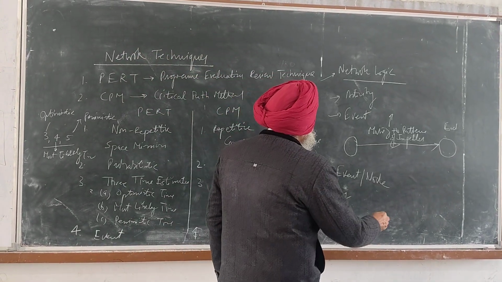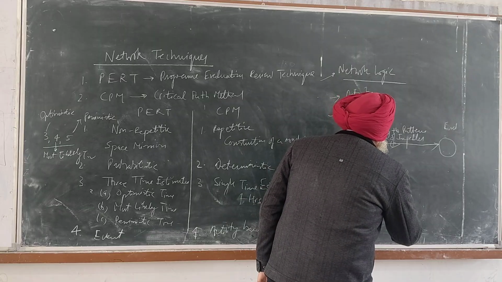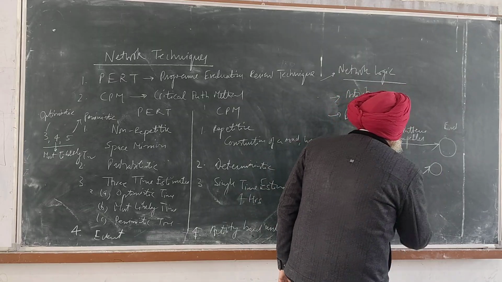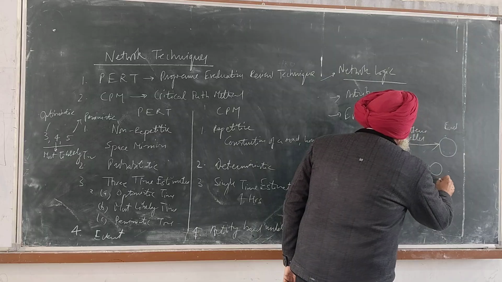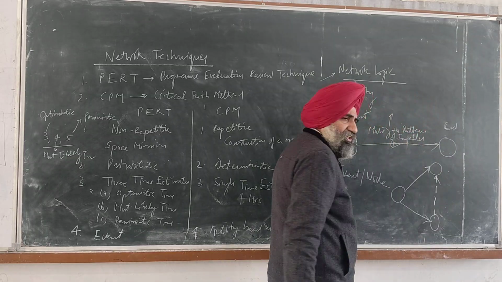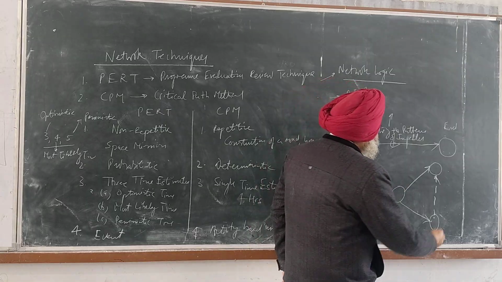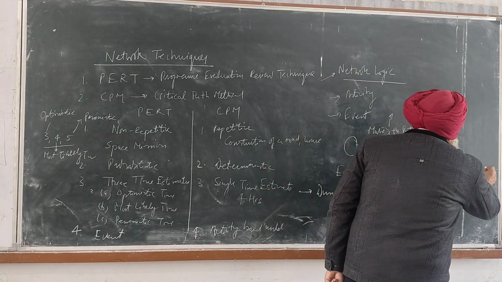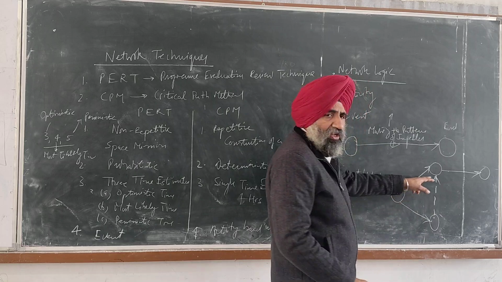Sometimes what happens, with a dummy, I take this one, maybe here, this is another activity, this is another activity. From the next activity, this dotted line shows the dummy. It does not consume anything, but it is representing another activity, meaning this is the start of another activity.